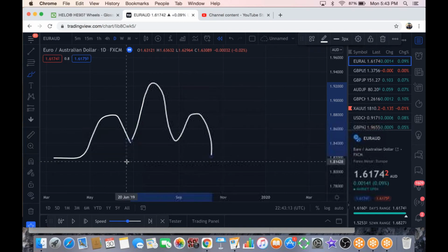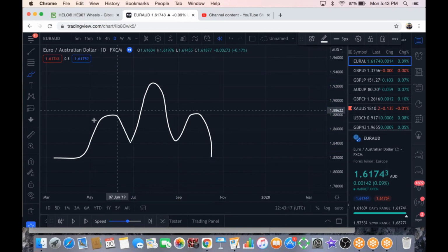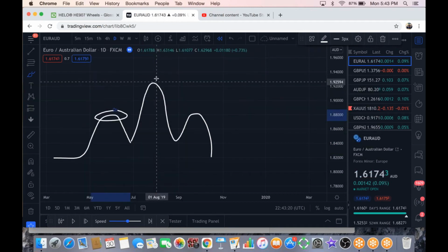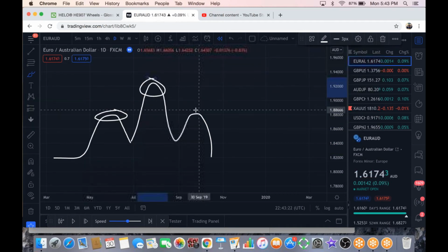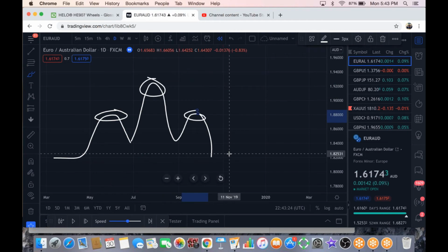Well, that is what a head and shoulders pattern looks like. You have your shoulder right here, you have the head right there, and then you have the shoulder right there. And when you look at that, and you see the head and shoulders plus inverted head and shoulders, the inverted version of this is the exact opposite.